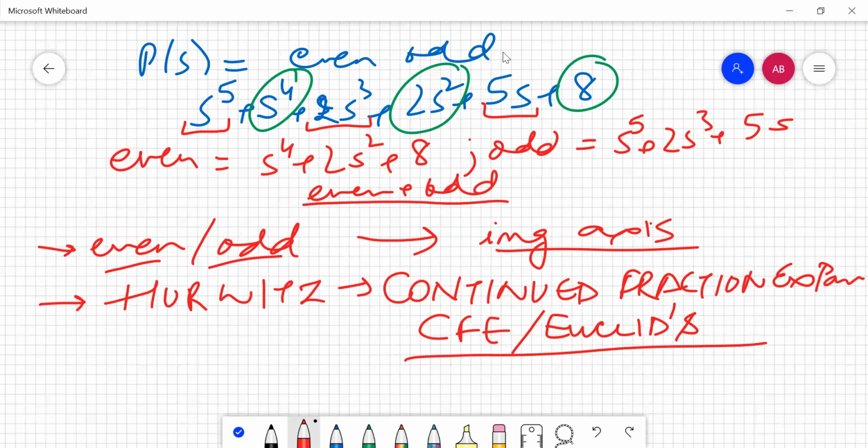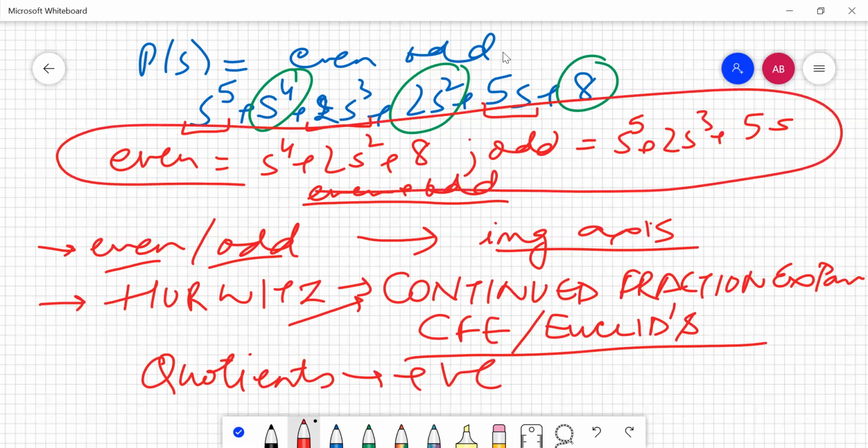So according to your CFE, if all the quotients of your CFE are coming out to be positive, then we say that the given polynomial will be a Hurwitz polynomial. And I have already told you the significance of mentioning whether a given polynomial is Hurwitz or not: only if it is a Hurwitz polynomial, only then it can be synthesized.